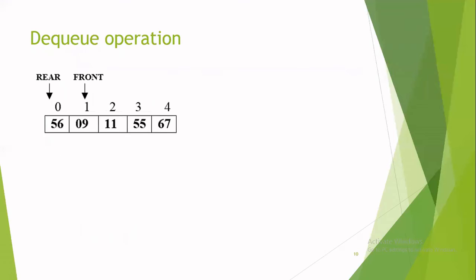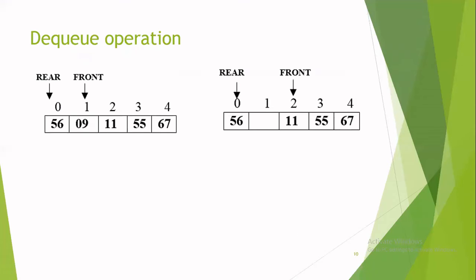Okay. Now, let us discuss how to perform dequeue operation in circular queue. Here I have considered the same queue that I have created earlier. Now, in this queue, the front pointer is pointing to index location 1 and the rear pointer is pointing to index location 0. To delete the item 9, you are going to move the front pointer to the next location. Similarly, you can delete the other elements from the circular queue, that is 11, 55 and 67.